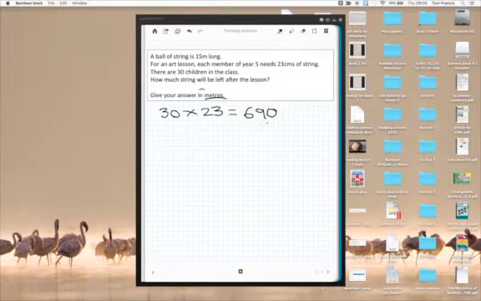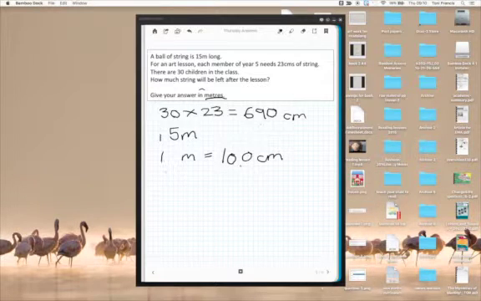How much do we start off with? Well, we started off with 15 metres. Now, I cannot take centimetres away from metres. They have to be in the same units of measure. So I'm going to turn my 15 metres into centimetres. Now remember that 1 metre equals 100 centimetres.